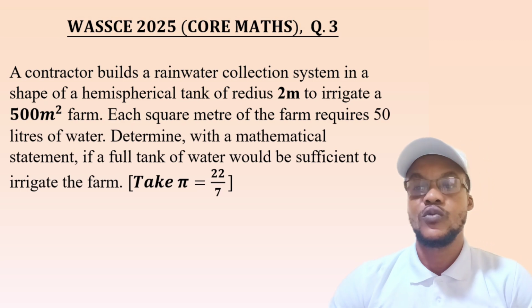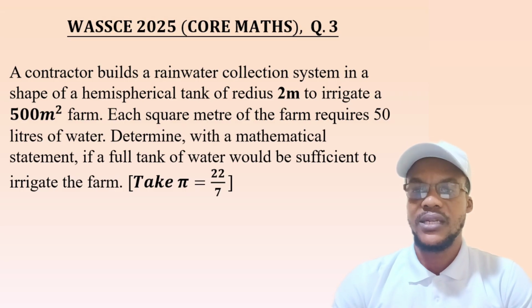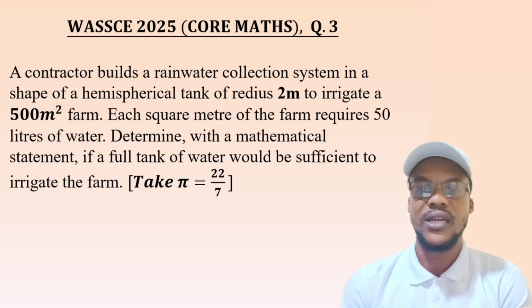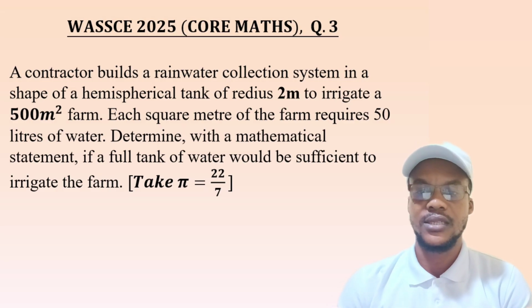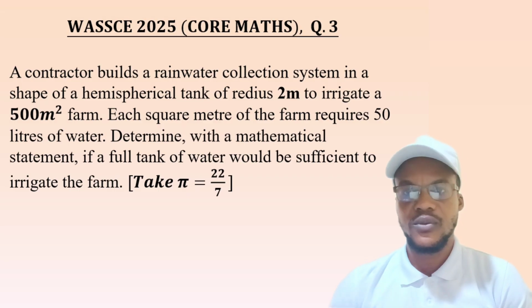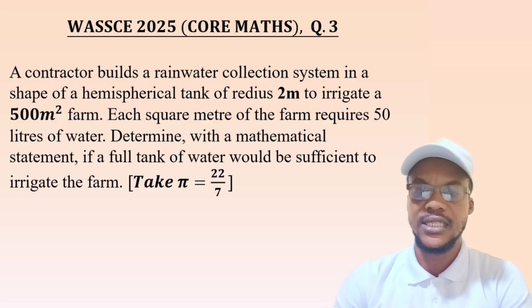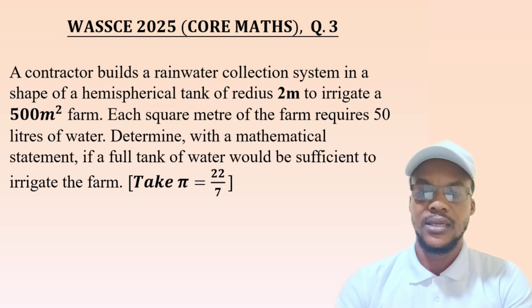So this is one of the concepts of senior high school mathematics, that is mensuration. If you go through mensuration, we have mensuration 1 and mensuration 2. You can find this concept in mensuration 2. So that is one of the concepts based on this question. Let's quickly look at it.